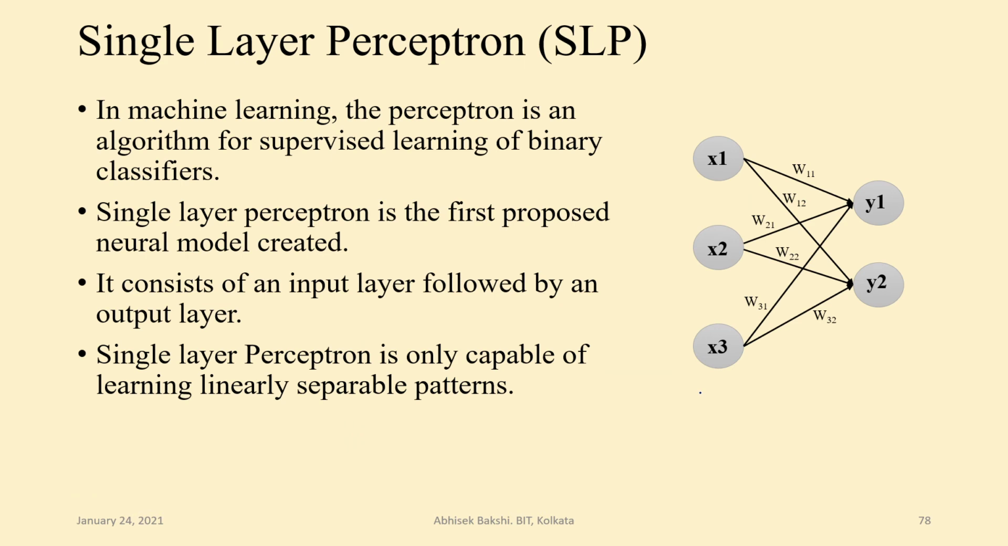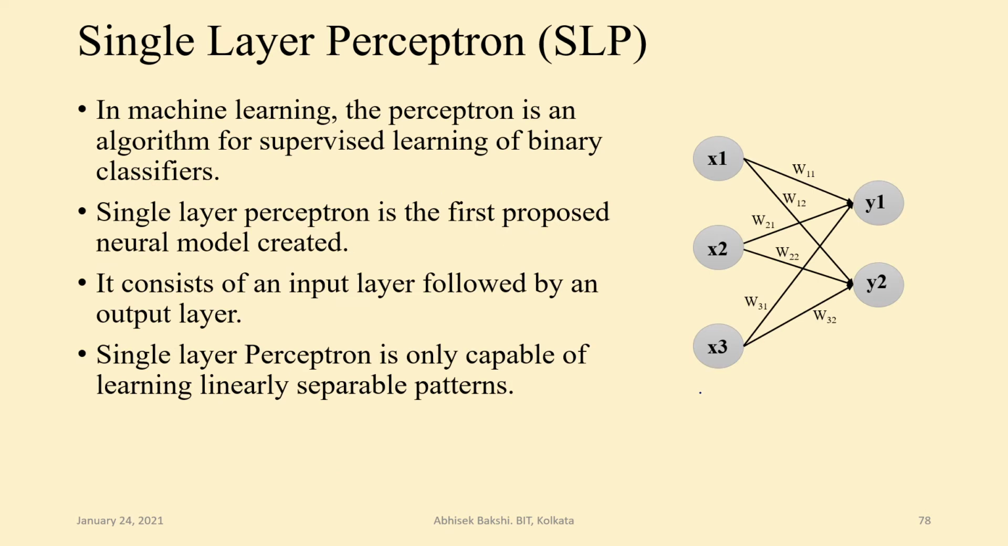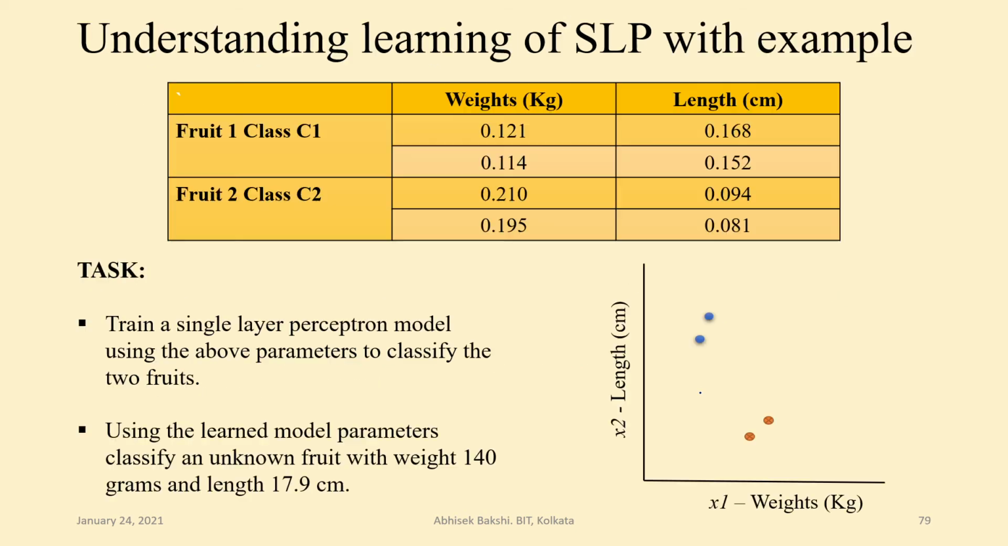Now let's take an example. By the way, the model that we have discussed here is a single layer perceptron. Single layer perceptron means there will be only two layers, an input layer and an output layer, and they get connected by the synaptic weights. We can see that it is capable of learning linearly separable patterns. So we will see an example something like this.